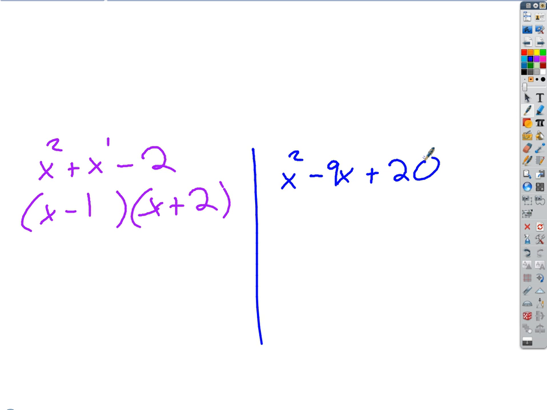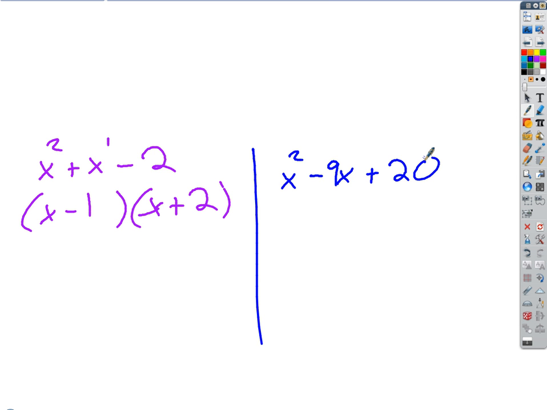I didn't even ask if it factors. I just want to know, is it quadratic? Yes. What's A? 1. What's B? -9. What's C? 20. What's the something that's being squared in the first term and taken to the first power in the second term? X.